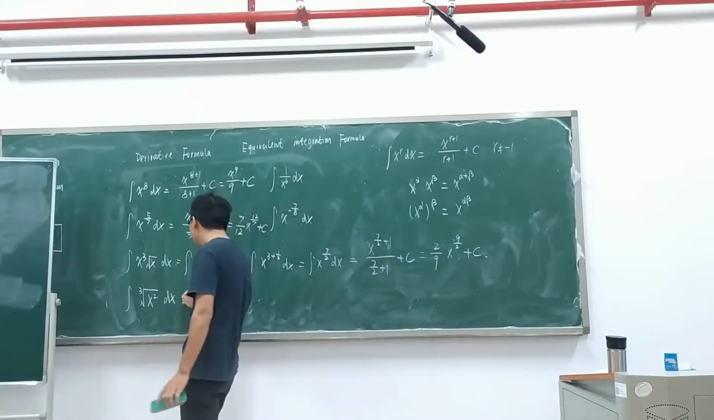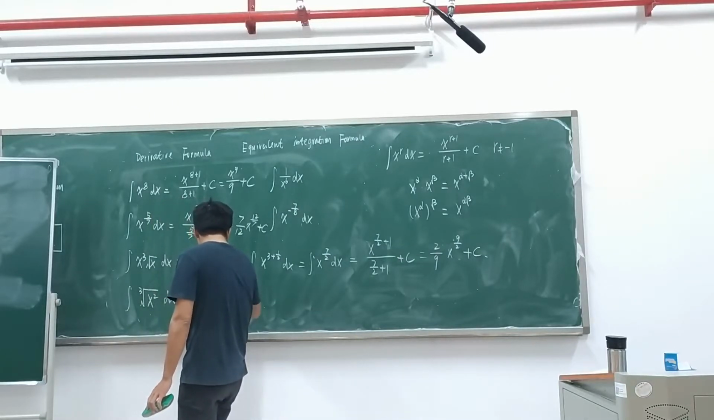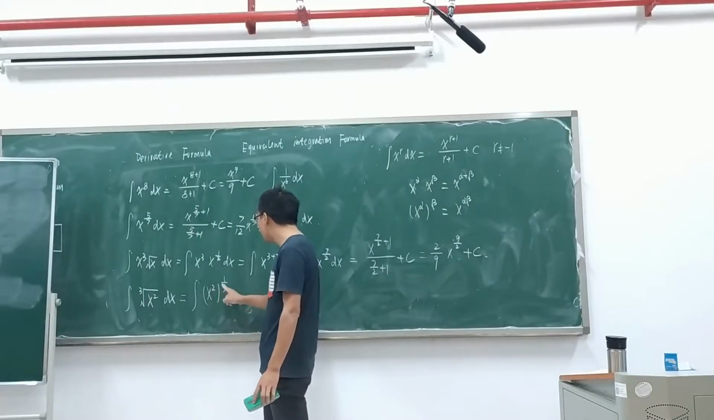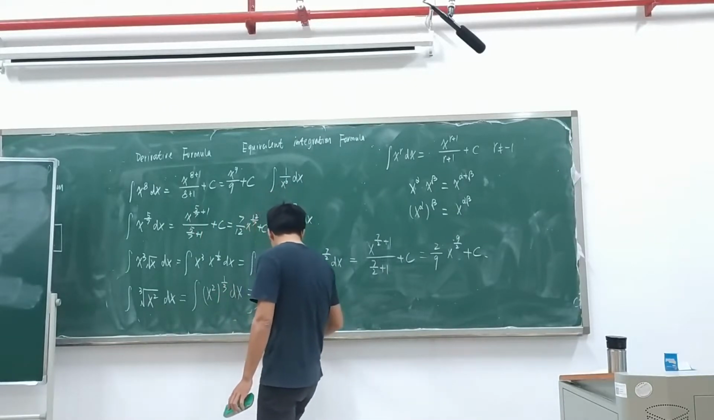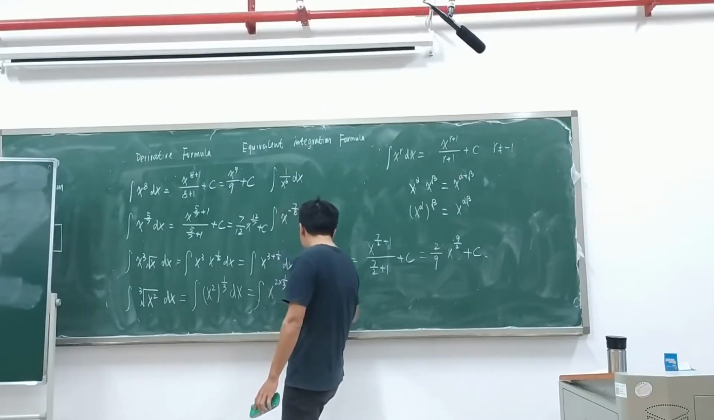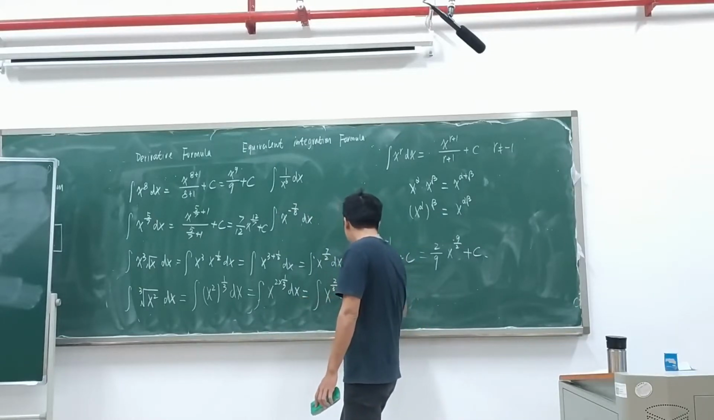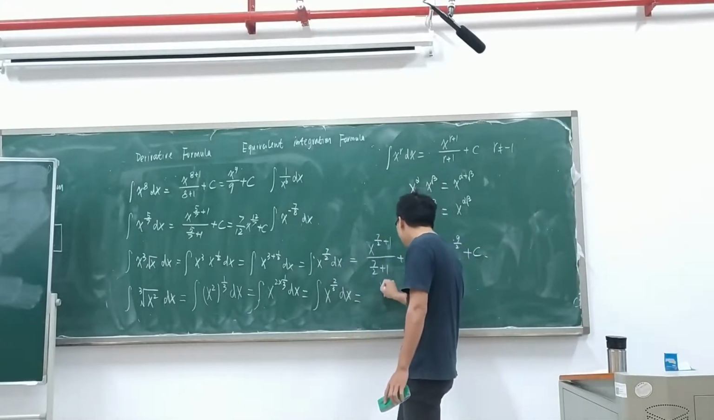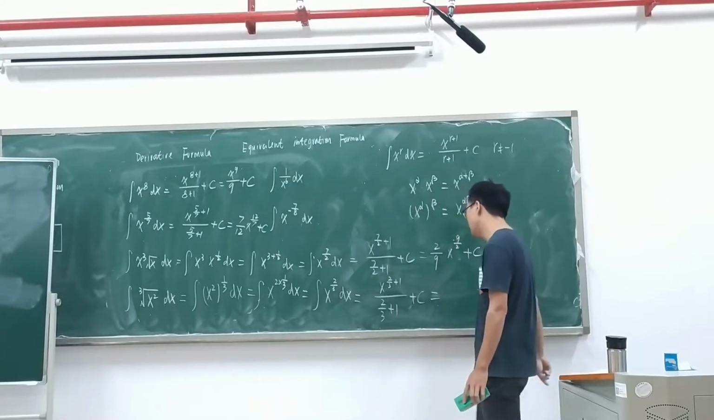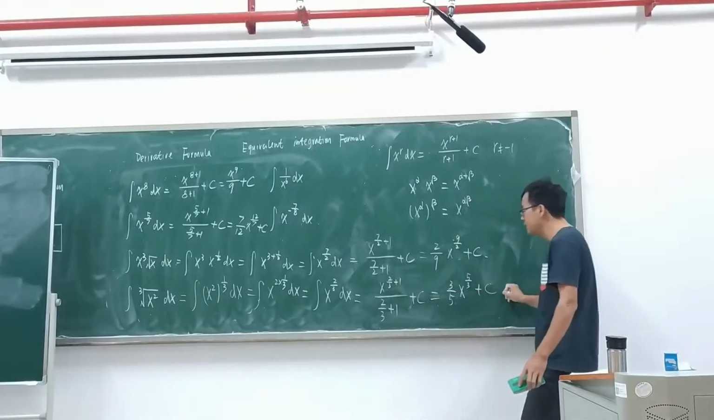And for this one, it is the cube root of x squared. The cube root is the power 1 by 3, so it is x squared to the power 1 by 3. So the power is 2 times 1 by 3. Do you understand here? So here is x to the 2 by 3 power dx, which equals x to the 2 by 3 power plus 1 over 2 by 3 plus 1 plus c. So equal to 5 by 3, and here is 3 by 5 x to the 5 by 3 plus c.